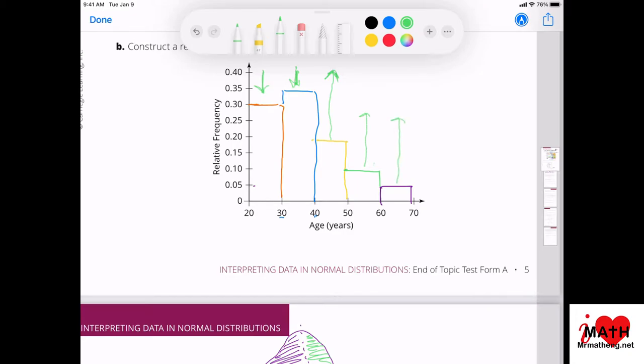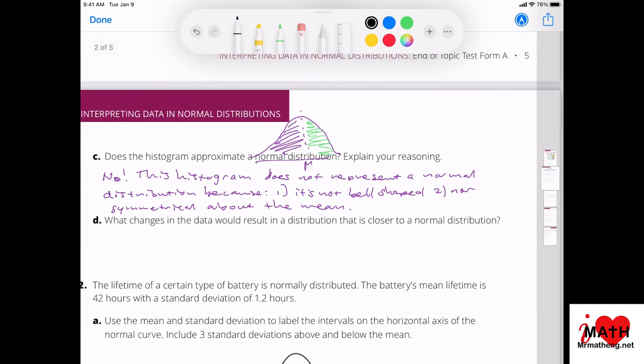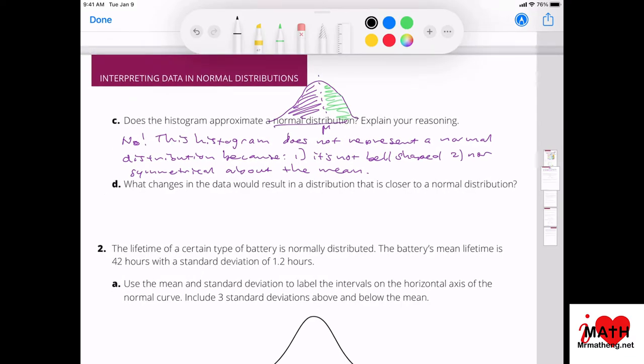Okay, because we want it to basically look like, if I had this in green, you want it to look like that curve. Does that make sense? All right, let's go ahead and write some sentences. So what did we just show you in the picture? I would probably have fewer younger teachers and more older teachers.